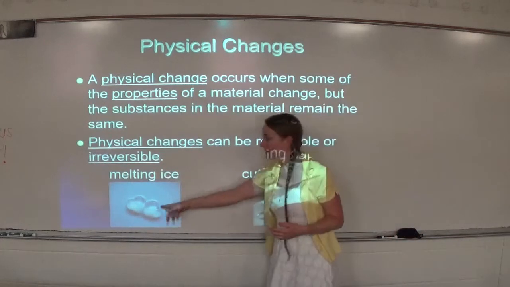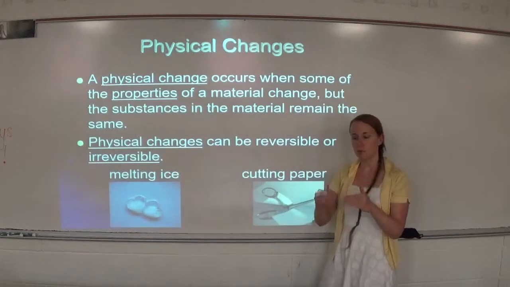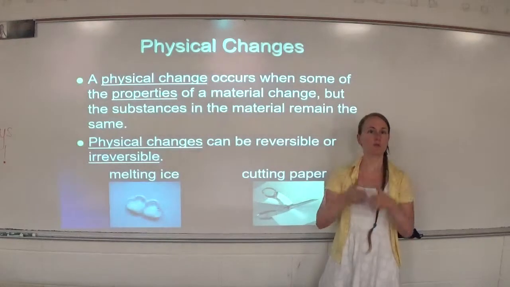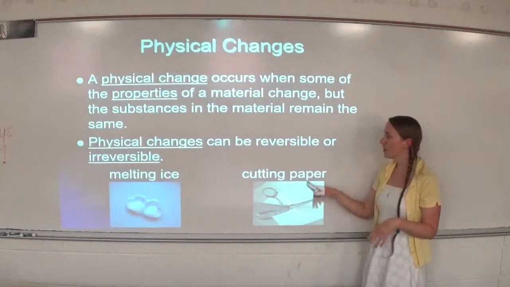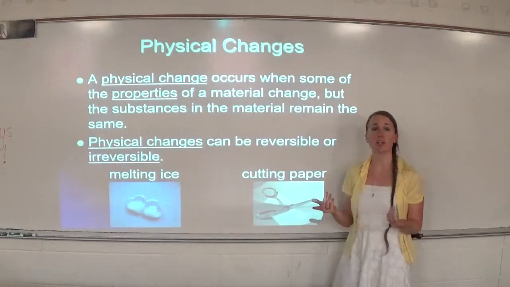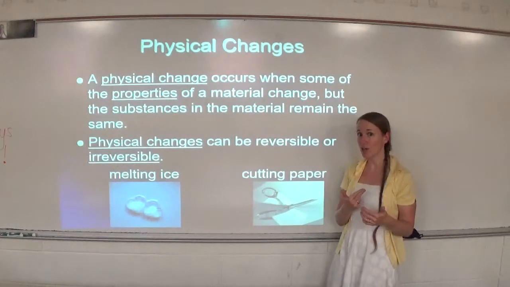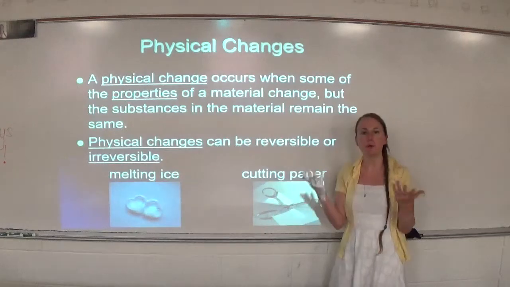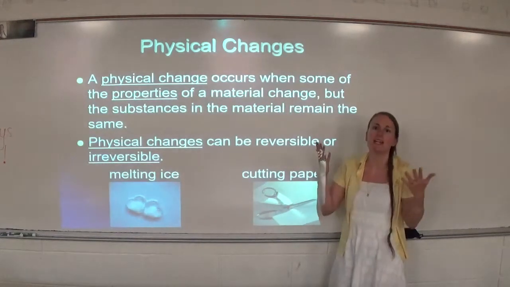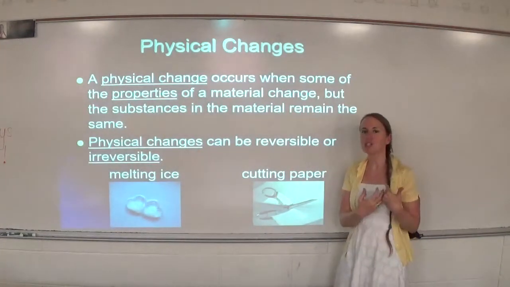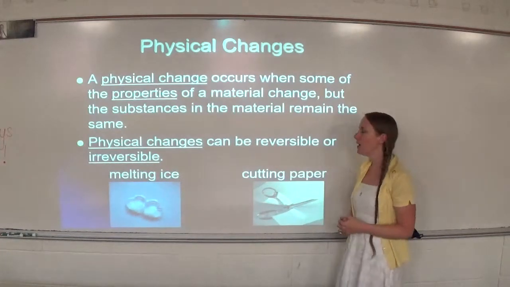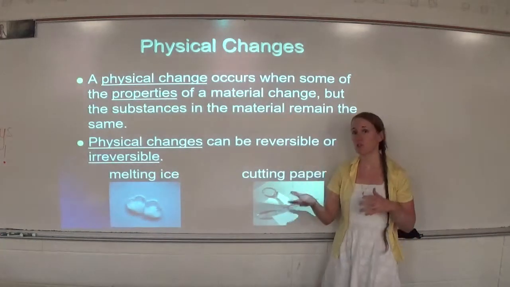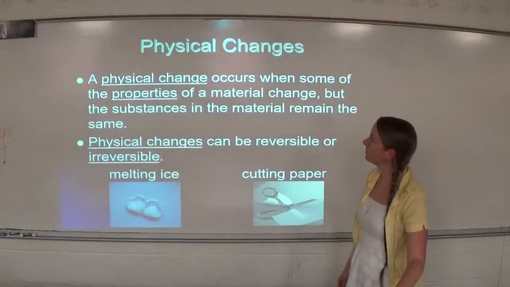So melting ice, I can heat it, melt it, put it in the freezer and refreeze it, and it becomes ice again. Whereas irreversible would be like cutting paper or cutting hair. If I cut my hair, then I can't just magically reattach my hair. Now yes, could I glue it together or whatever? Yes, but I can't magically reattach the hair. So that's why we say they can be reversible or irreversible.